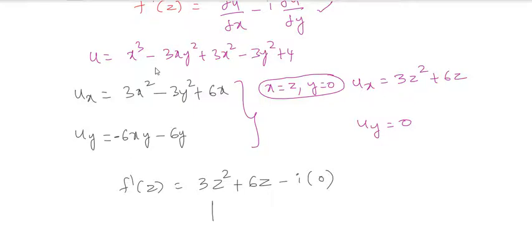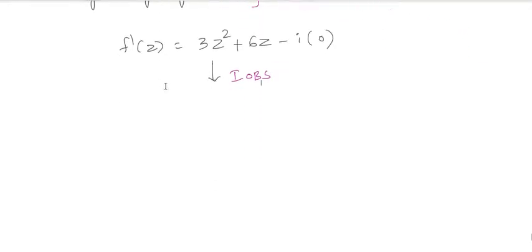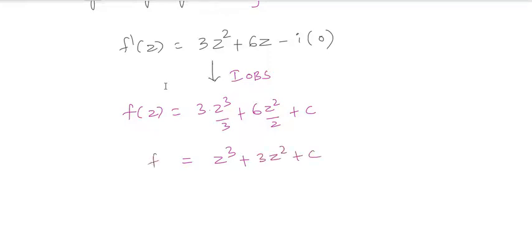So now I have to do the integration on both sides. Now the overall function is in terms of z. If I go with the integration on both sides, integration and differentiation will get cancelled. So f of z is equivalent to 3 into z cube divided by 3 plus 6 into z square by 2 plus constant c. Am I right or not? Now if I simplify, this 3 will get cancelled. You will have z cube plus 3z square plus constant c. So now this is the analytic function f of z if u of x comma y is given.